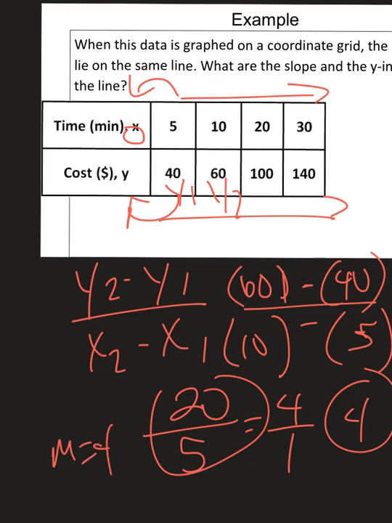Let's figure out that y-intercept. Well, if I know going this way, it's a plus 5. And I know going here from 40 to 60, it's a plus 20. So if I want to go backwards to the 0, I subtract 5. 5 minus 5 is 0. Well, let's do the same thing. I want to move backwards, so I'm going to subtract 20. 40 minus 20 is 20.